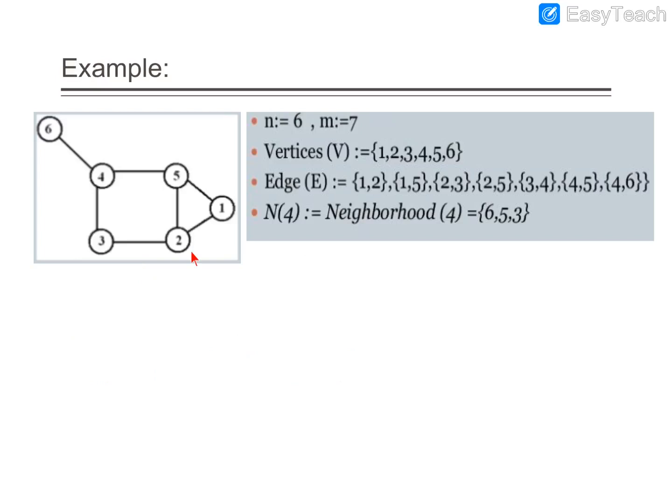For example, here in a given graph there are 1, 2, 3, 4, 5 and 6 vertices and 7 edges, and the edges are 1-2, 1-5, 2-5, 2-3, 5-4, 3-4 and 6-4, and the neighborhood vertices of vertex 4 are 3, 5 and 6.